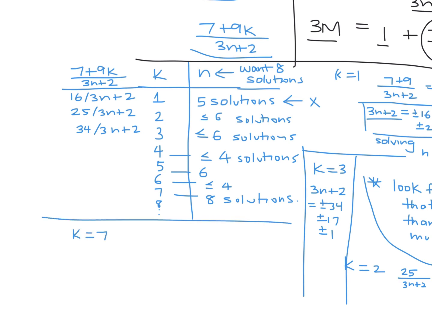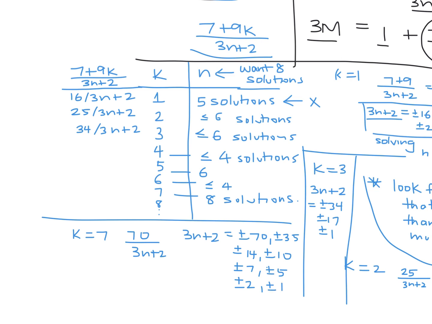When k equals 7, you basically have a 70 over 3n plus 2 scenario. And therefore, 3n plus 2 has to be equal to plus or minus 70, plus or minus 35, plus or minus 14, plus or minus 10, plus or minus 7, plus or minus 5, plus or minus 2, and plus or minus 1. And of these, when you solve for n, you'll get 8 values of n that are integers, and therefore you have 8 solutions. So that is the value that they are looking for, and that completes the question.